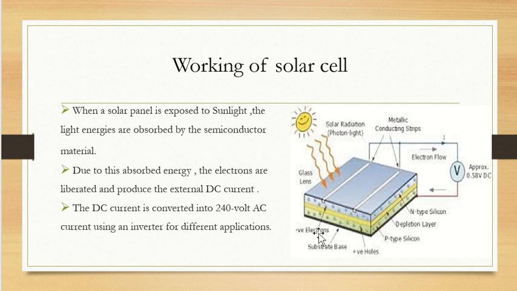The n-type semiconductor emits negative electrons and the p-type emits holes. The DC current is converted into 240 volt AC current using an inverter for different application. This is the output supply and we can use it for the domestic purpose, different applications.